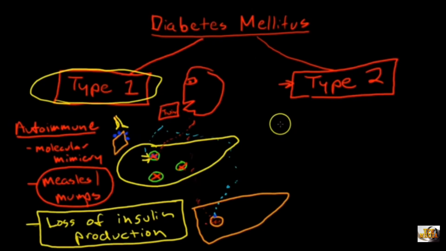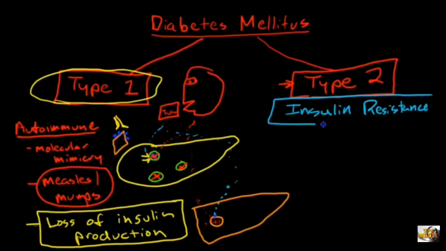Okay, so type 2 diabetes is actually not a disease of loss of insulin production. It's actually a disease of insulin resistance. And I think we're starting to understand this disease a lot better, but we still don't understand completely what causes insulin resistance. So with type 2 diabetes, the islets of Langerhans are just fine, and the beta cells are just fine.